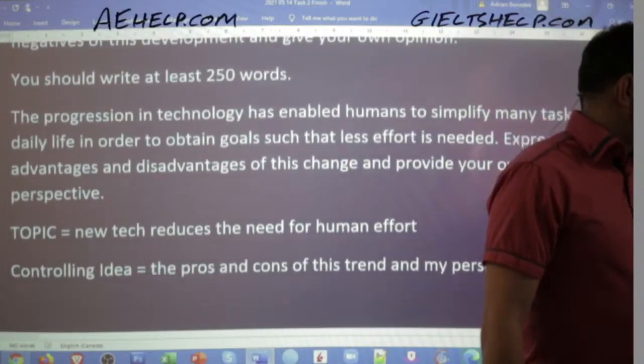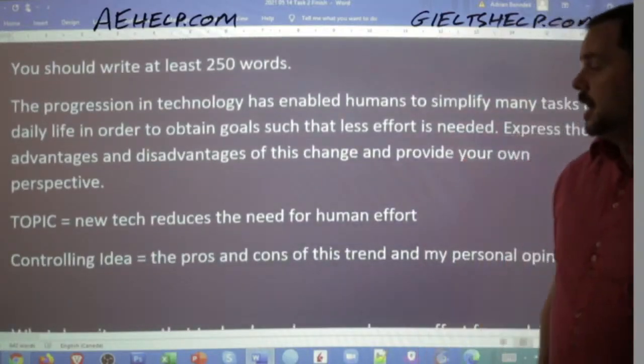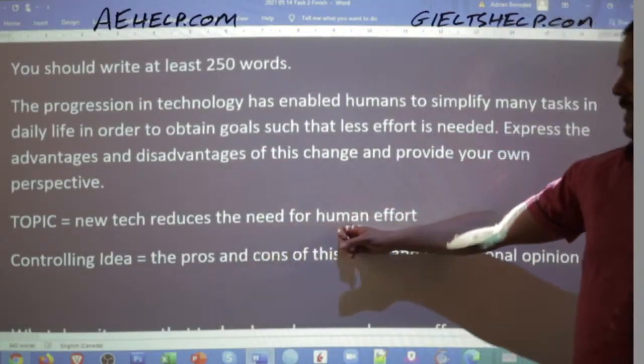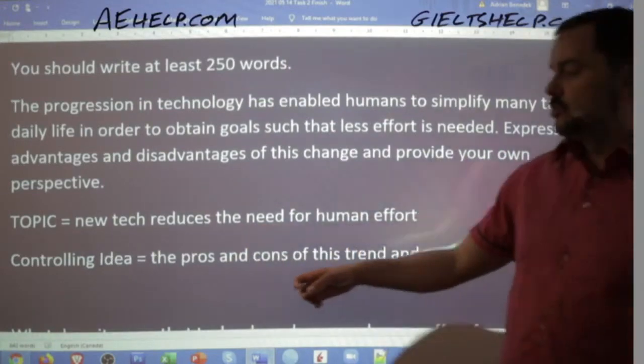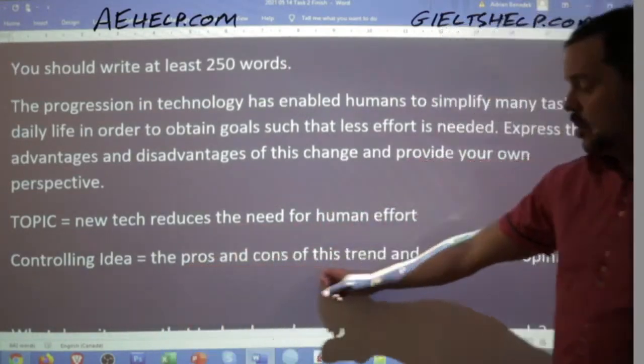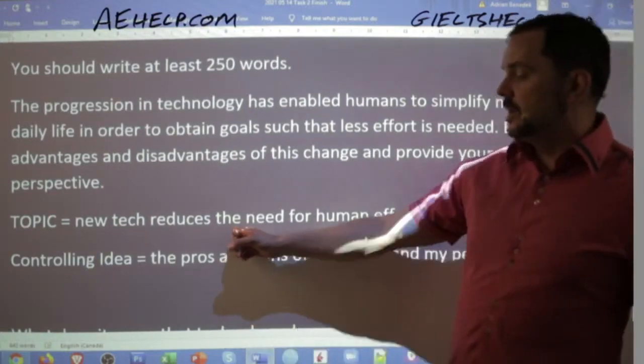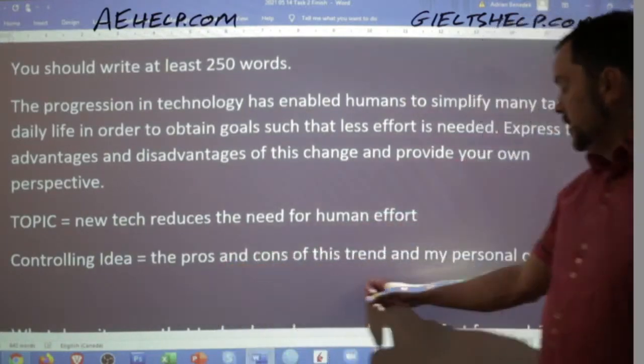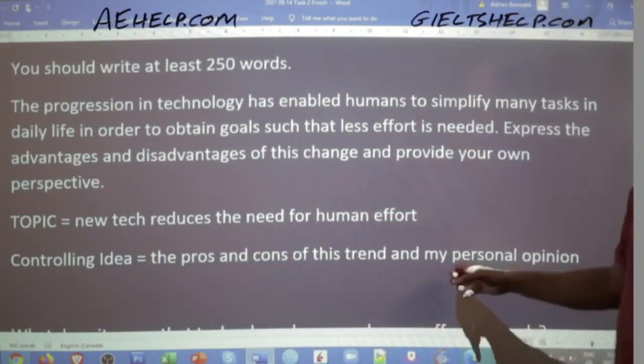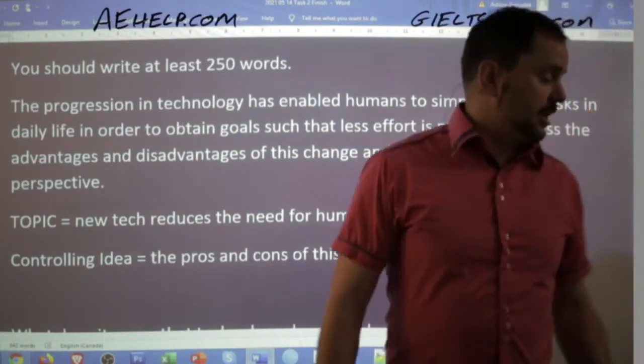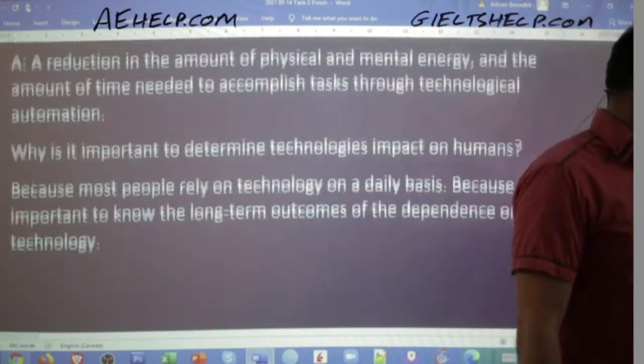So, new technology reduces the need for human effort, and then keep the controlling idea, the pros and cons of this. So you're not just talking about this, but you're talking about this trend for people. Okay, so careful with your topic and controlling idea.